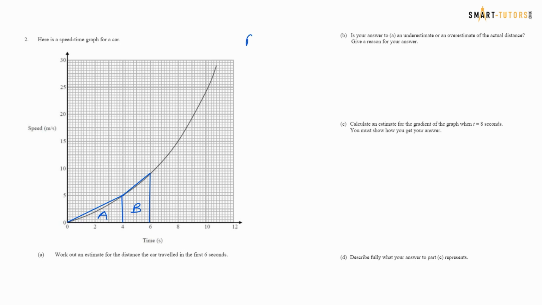quickly work it out. So the area of A is half times base, which is 4, and height is 5, so that is 10 meters. Area of B is a trapezium, the height is 5 and this one is going to be 2 boxes down, so 9. So 5 plus 9 divided by 2 times the width 4 to 6, which is 2. 2 and 2 cancel, so 9 plus 5 is 14 meters.